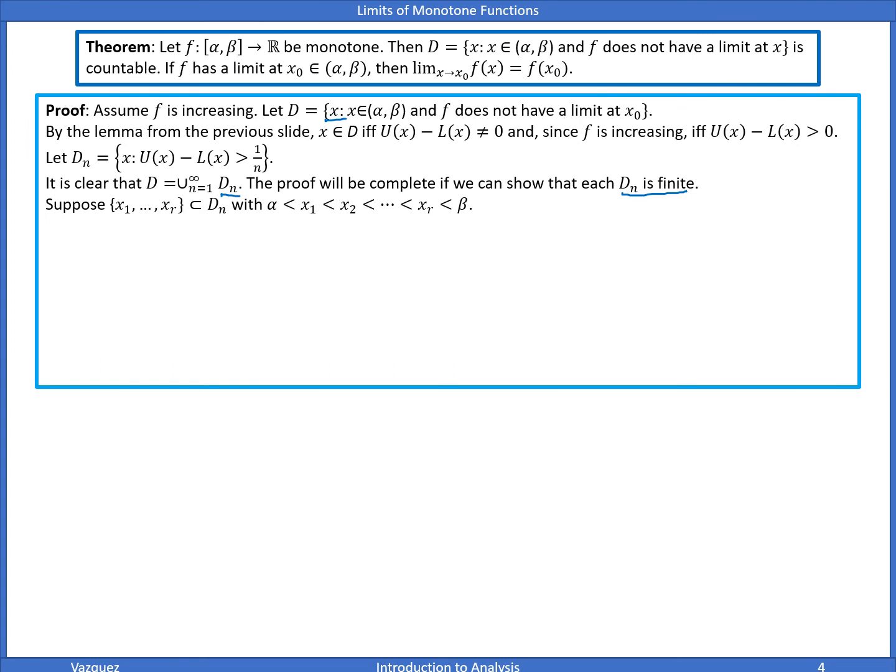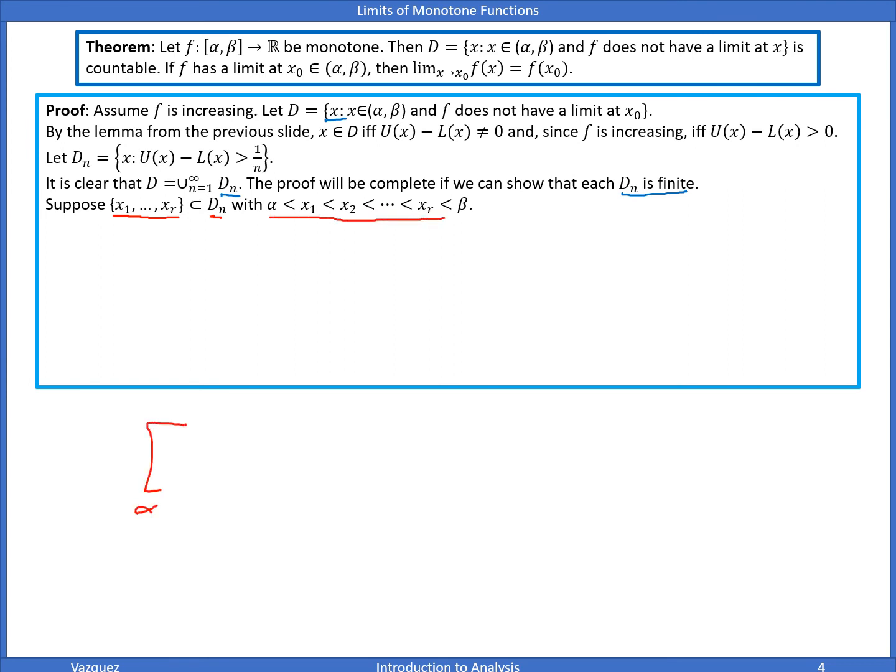Suppose x1 to xr is in D. So all these x's are in Dn, meaning f doesn't have a limit at those points. We're going to set them up in an order, right?